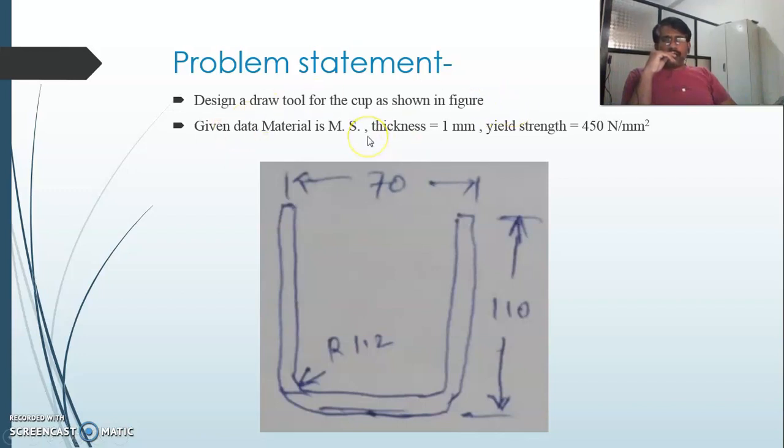Given data is the material is MS, thickness 1 mm, and the yield strength is 450 Newton per mm square. In the problem, the shape which we are required to draw from the sheet metal has a height of 110 mm, a shell diameter of 70 mm, and the radius for the cup is required to be 1.2 mm.